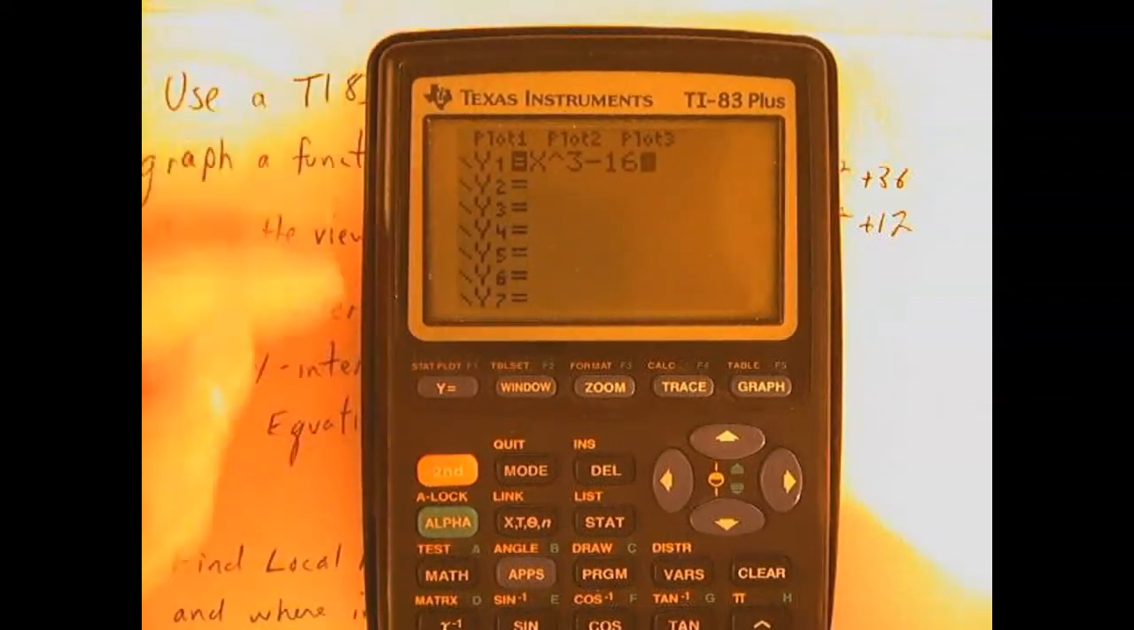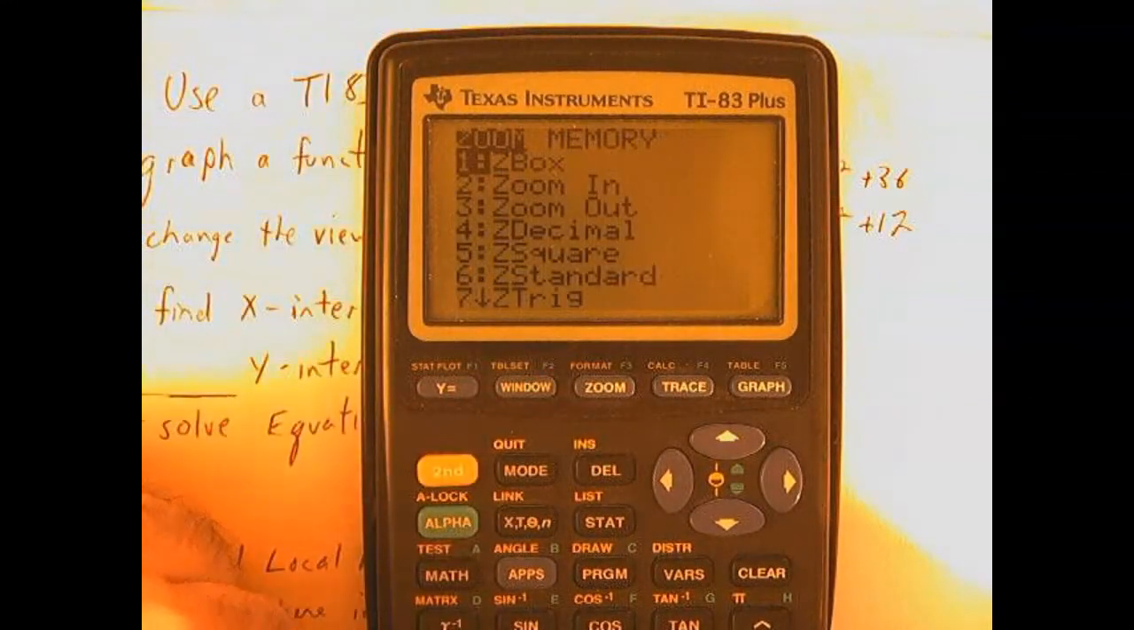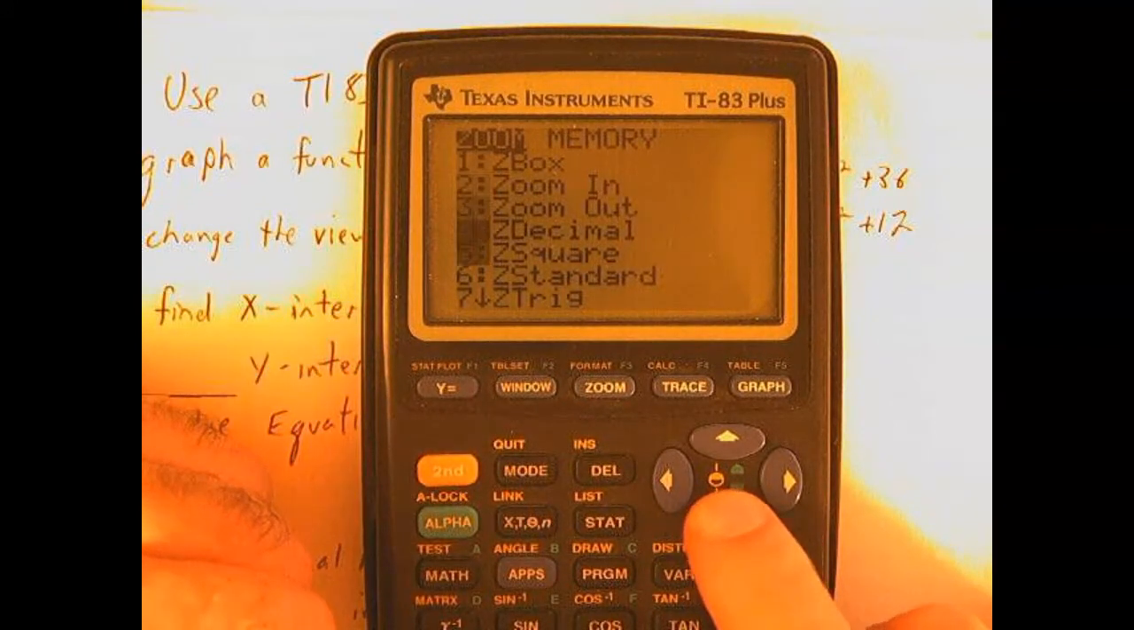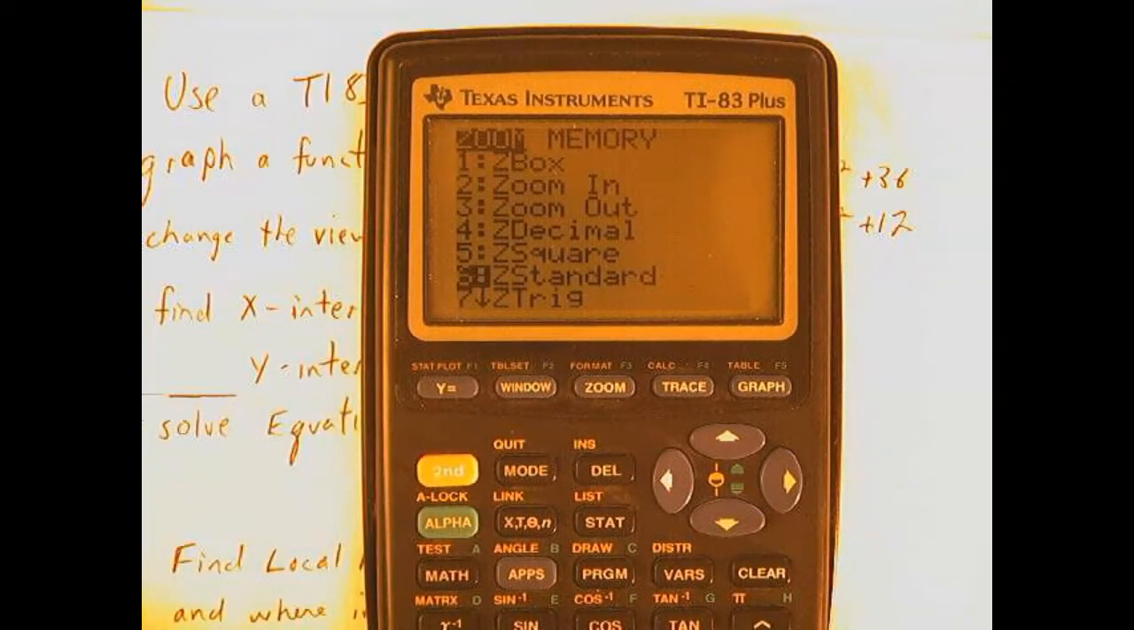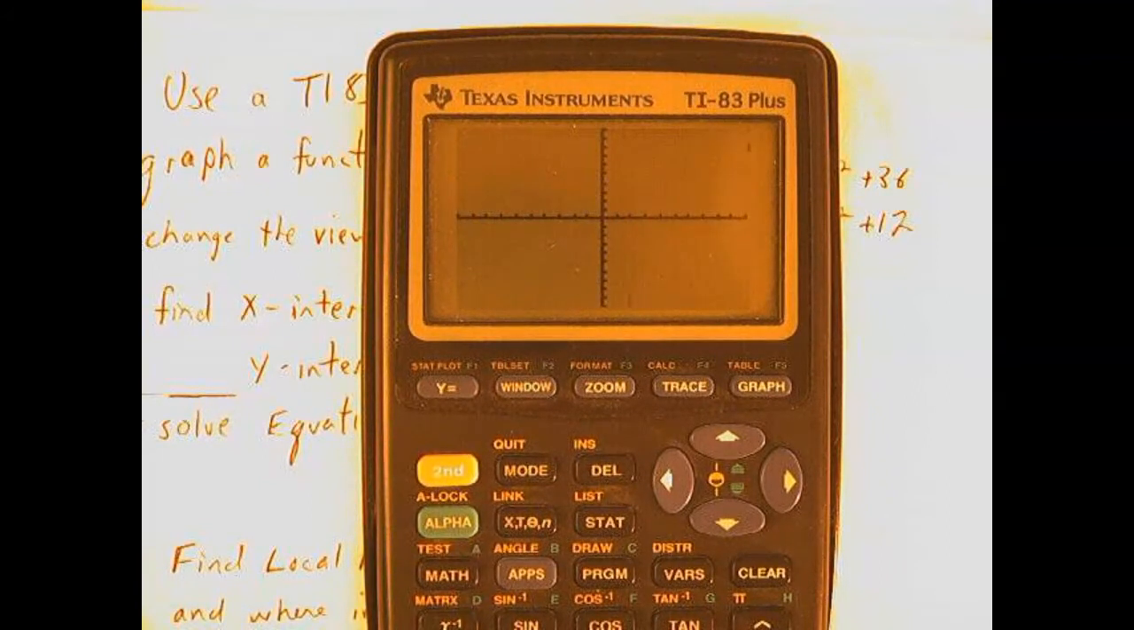Now if I just hit the zoom button, because that's got some basic window choices, and I go to zoom standard, that's that negative 10 to 10 window, so let's use that as a starting place. I'm going to hit enter, and it's going to give me the graph on that window. And it looks like it's not a very good window. This is not going to be an exercise in searching for and finding the right window, so I'm just going to tell you, and the example in the book also tells you the window to use.